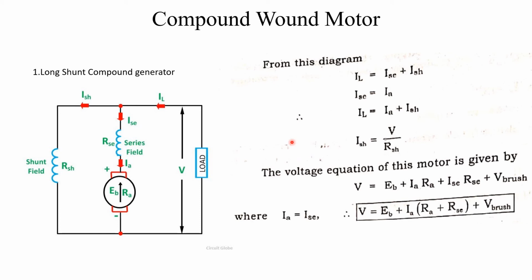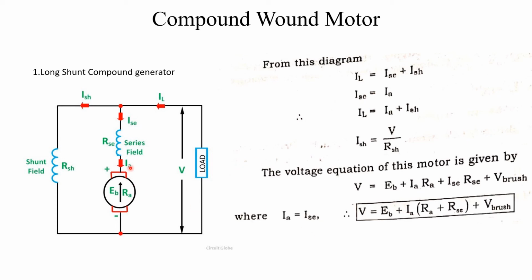Compound wound motor. The first one is the long shunt compound motor. The compound motor has both windings, the series winding as well as the shunt winding. Applying KCL at this point, my load current IL equals ISC plus ISH. From this I can find ISH, which is this current. That current is equal to the voltage across this path, V, divided by RSH.